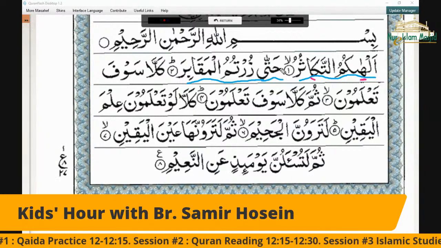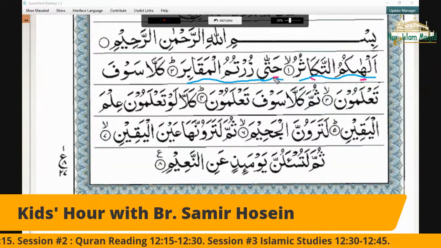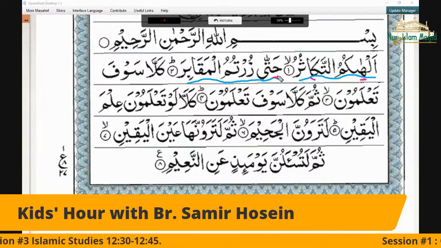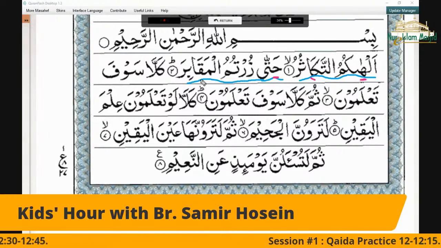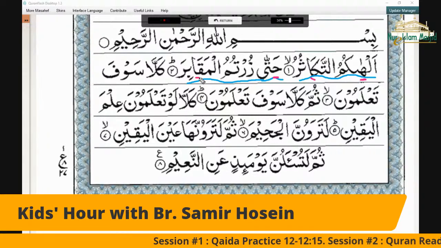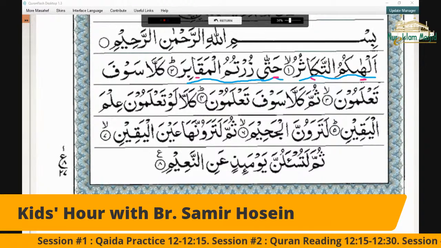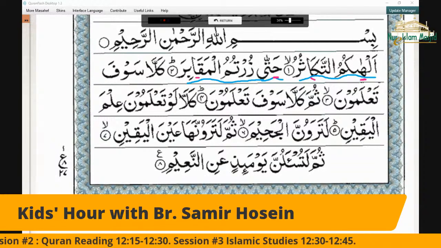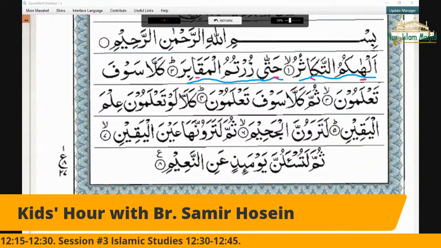Here, this is a hard sign, so we need to really pronounce that airy nature when reciting hatta zurtumul maqabir. Remember, qaf, round sound, right? A deep sound, not as flat as a kaf. So maqabir, right? Maqabir. This one.